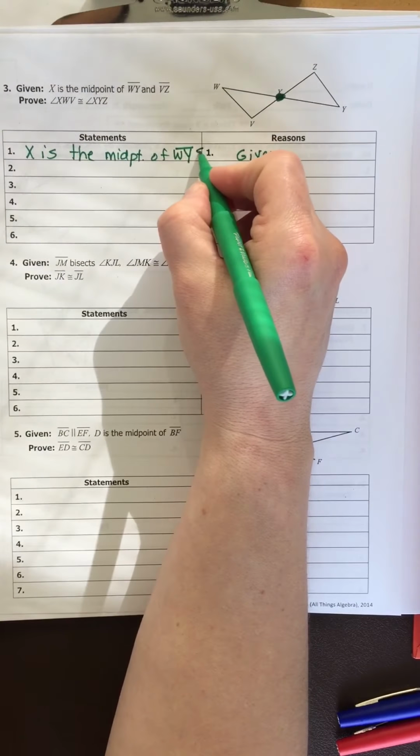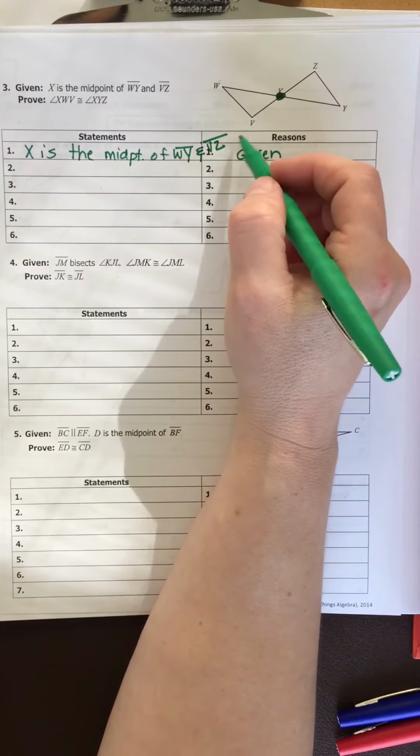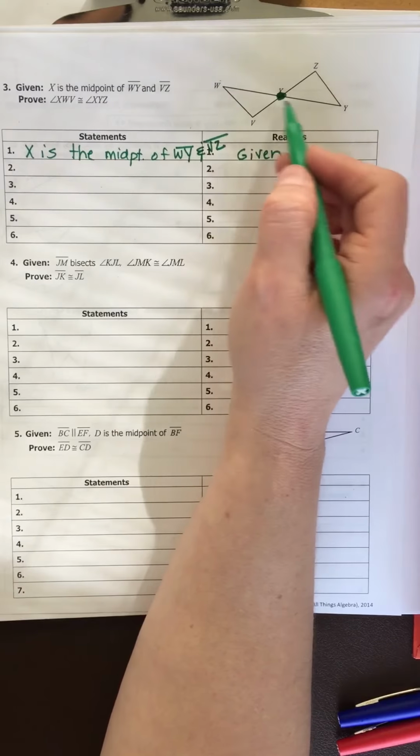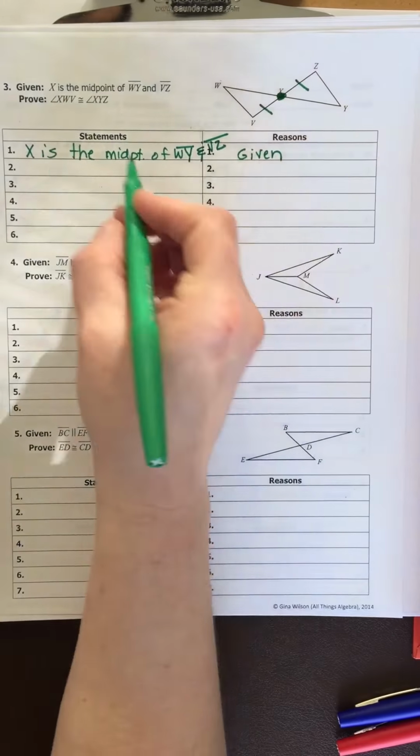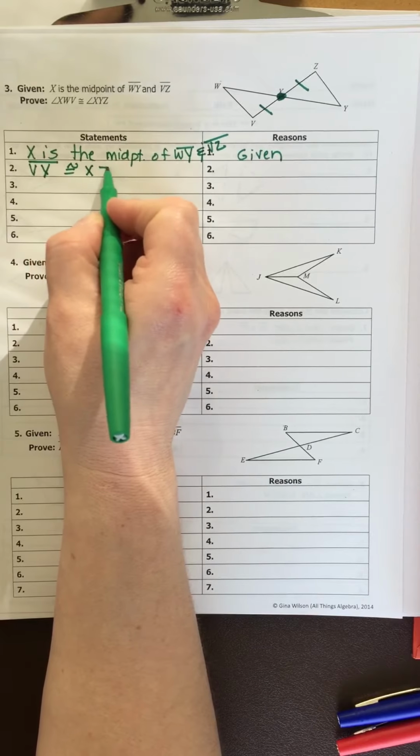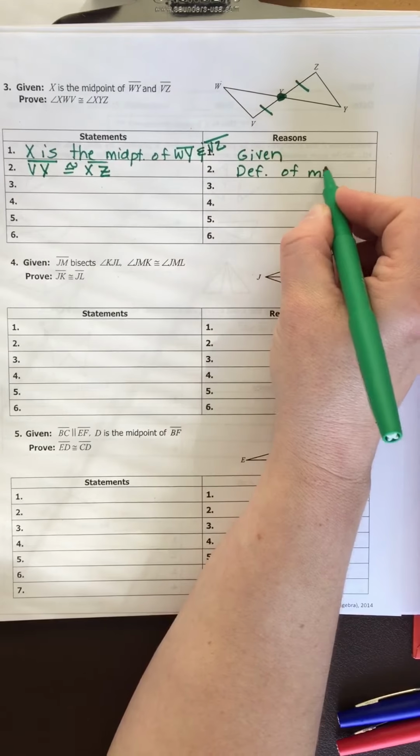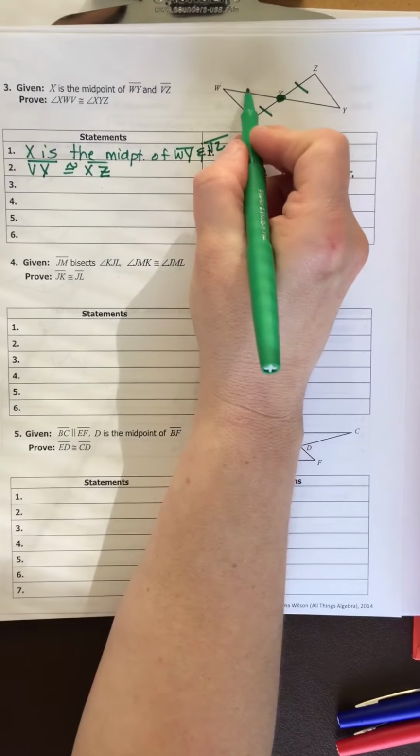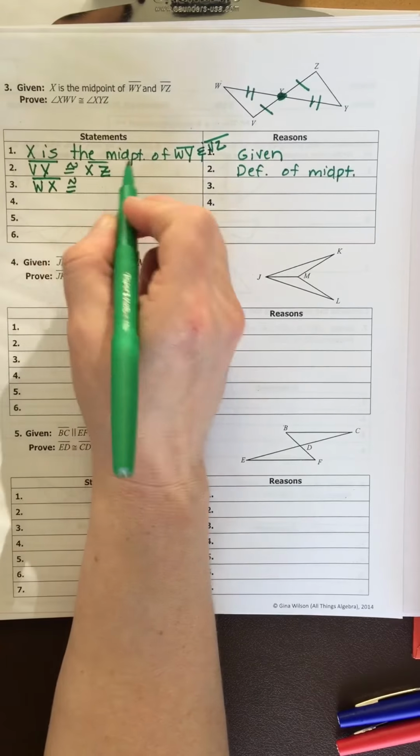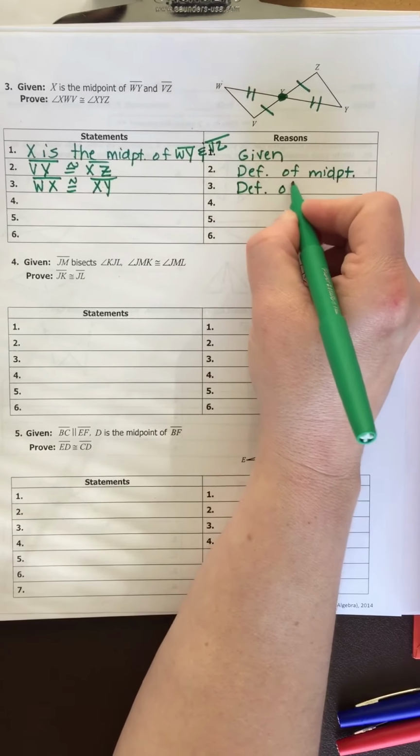Oh, and VZ, out of room. So if this is the middle of both these segments, I know that it has to be cutting them in half, because this has to be the same as this has to be the same as this. So that tells me that VX is congruent to XZ, and that's the definition of midpoint. I also know that WX has to be congruent to XY. Again, the definition of midpoint.